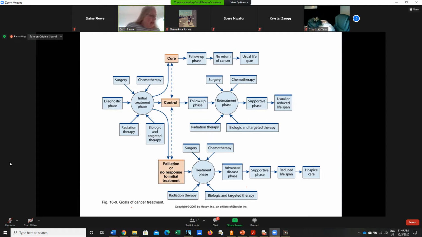So the team approach to collaborative care, that's the best thing to do for a client with cancer. And our 3 treatment approaches, there's really more than 3.